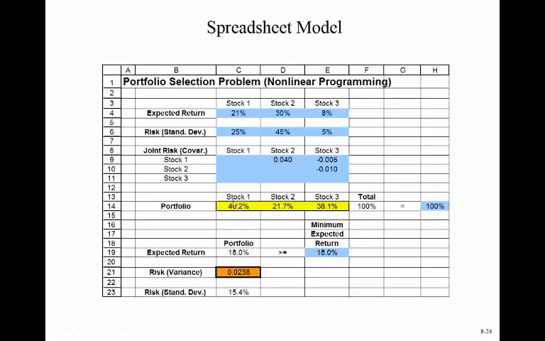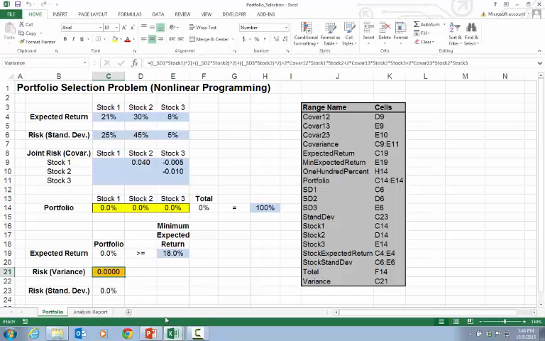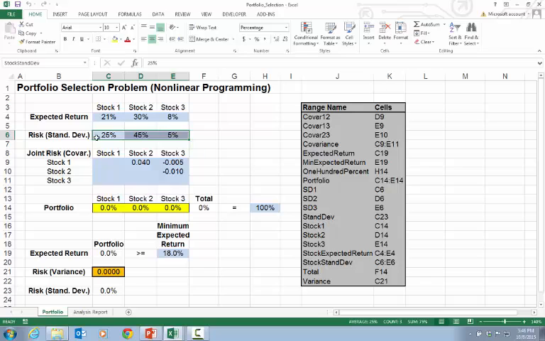So here we are in terms of the model. We'll go back here, portfolio selection. We've got our expected returns here, that's data. We've got our standard deviations of risk, that's here, that's data. And then we've got our covariances right here, depending on the combinations of stock 1 and 2, stock 2 and 3, and stock 1 and 3. Our portfolio cells are the changing cells, so we're trying to come up with something that totals 100%.